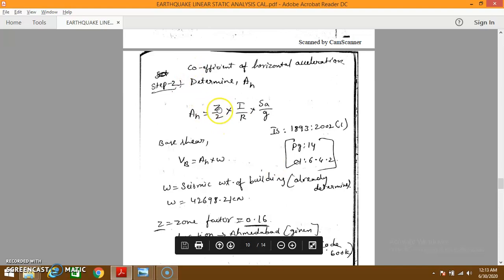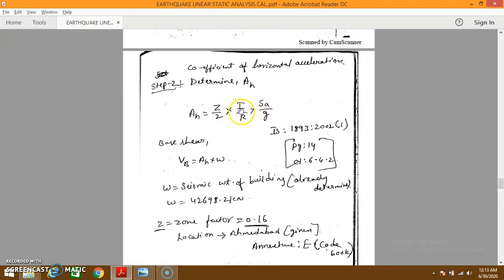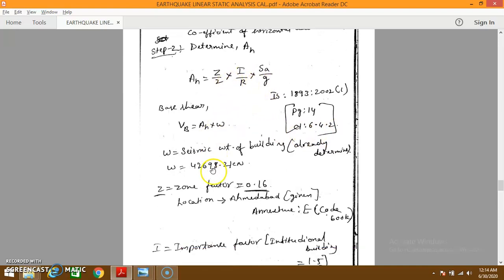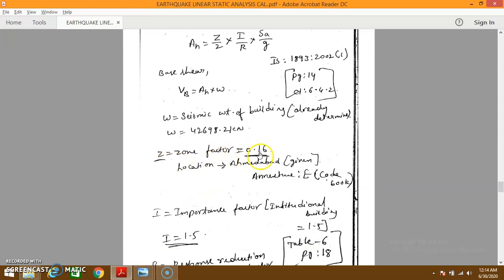Z is the zone factor, already explained in the last video. As per zone we have 4 zones: zone 2, zone 3, zone 4, zone 5. Based on zone, the value is given in the code, page 14, clause 6.4.2. Z by 2 into I by R into Sa by g. Base shear already Ah in W, now calculated with the value. Z is the zone factor. Location Ahmedabad is 0.16.